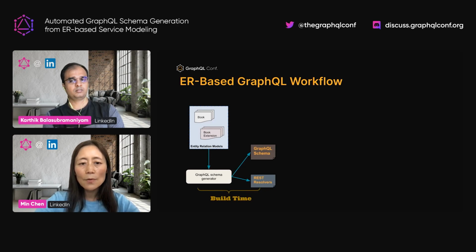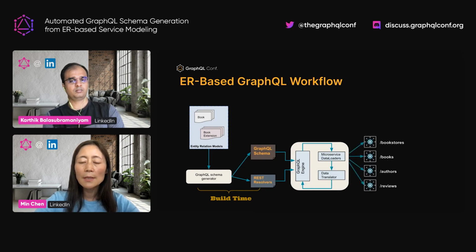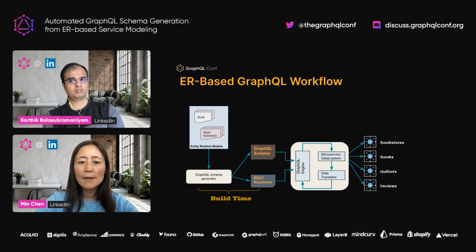Then at runtime, the GraphQL schema and REST resolver config are the input for us to instantiate our GraphQL engine. On receiving a GraphQL query, the engine uses this metadata information to configure the microservice data loader to fetch data from our microservices. Then we apply the data translator to translate the data from the microservice to comply with the GraphQL schema we generated. Finally, we can return the GraphQL response to the user. This is all in our runtime flow.